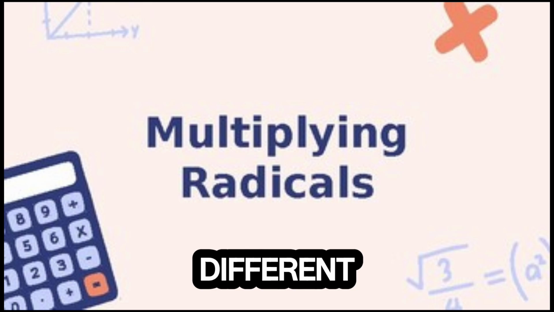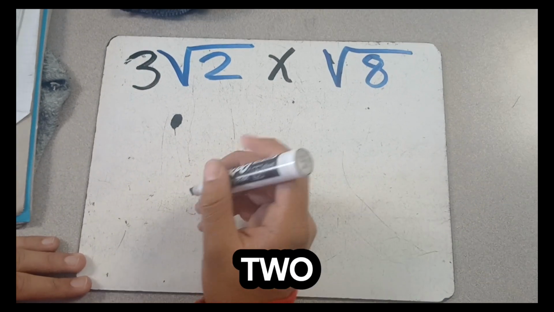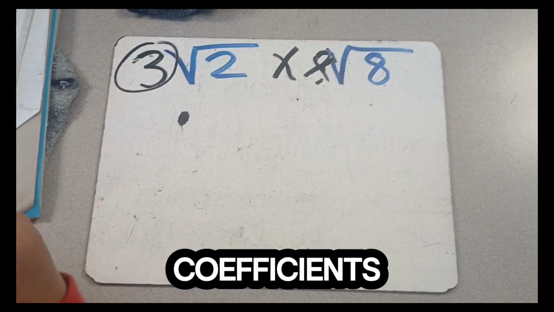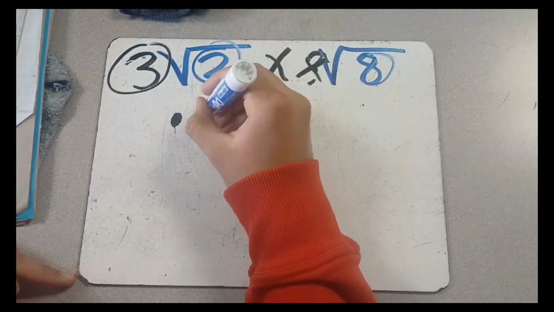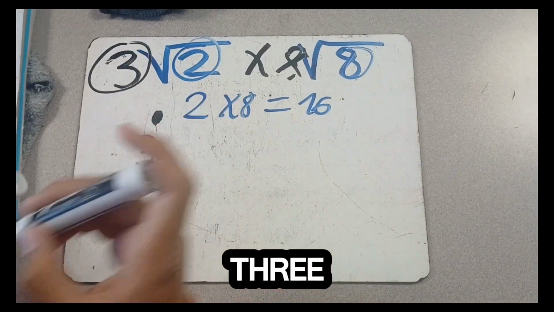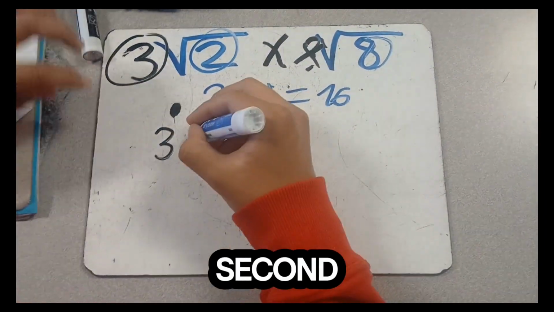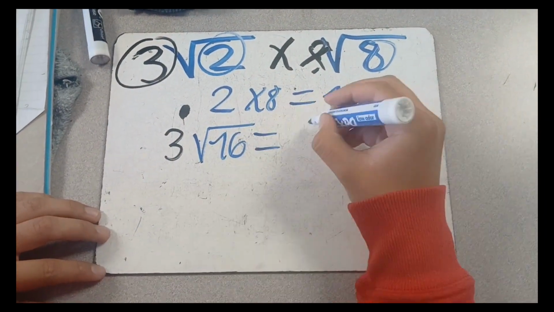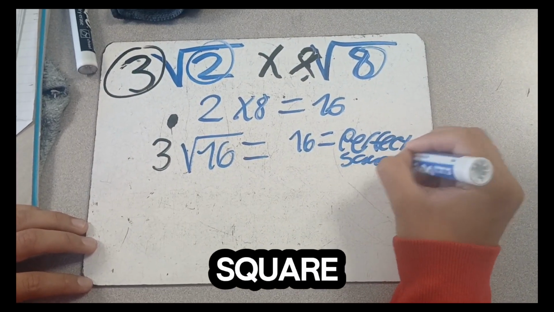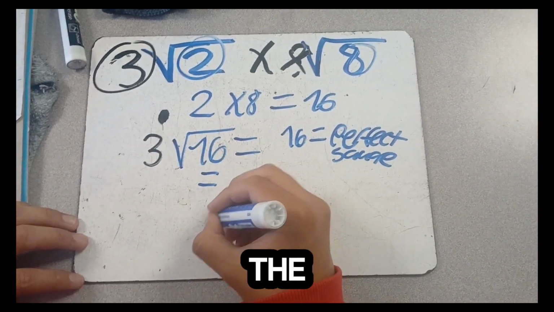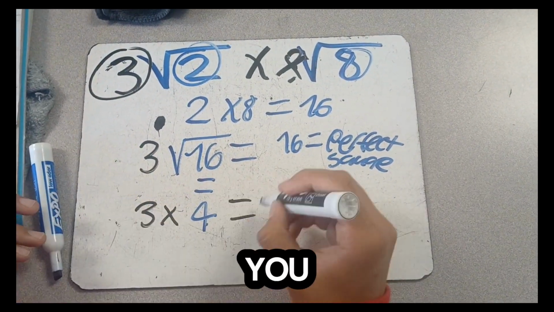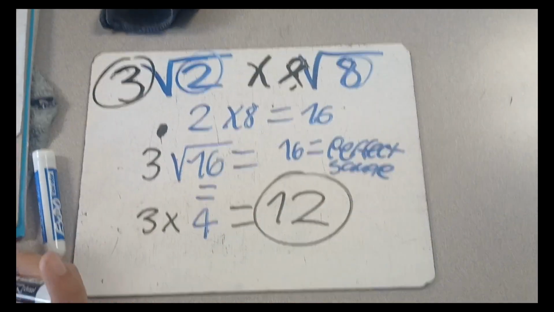Now let's see a different one. 3 square root of 2 times square root of 8. Now we don't have both coefficients, but there are two radicands, 2 and 8. We multiply them and get 16. So we get 3 square root of 16. But wait a second, 16 is a perfect square. So the square root of 16 will be 4. And now that we have the square root of 16, we take out the square root and now it is 3 times 4. You multiply them and you get 12 as your final answer.